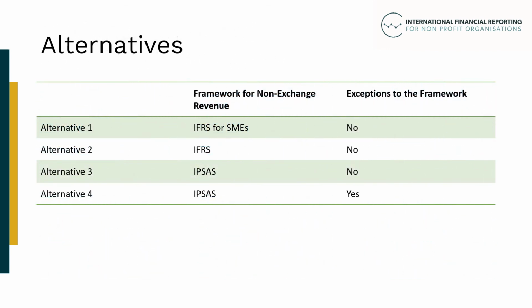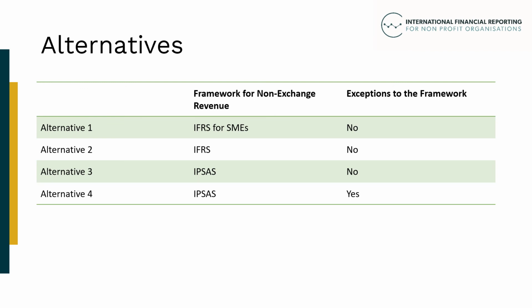The consultation paper considers 4 alternative treatments for non-exchange revenue. The alternatives adopt a framework for non-exchange revenue based on one of the international standards. As discussed, some national standards have introduced exceptions to the international standards for some gifts in kind and/or services in kind. The table also indicates which alternatives introduce some of these exceptions. Under Alternative 1, the framework for non-exchange revenue would be based on IFRS for SMEs. IFRS for SMEs does not include any exceptions for any gifts in kind or services in kind, and Alternative 1 does not propose introducing exceptions. The treatment of non-exchange revenue that are not government grants would be based on the concepts in IFRS for SMEs.